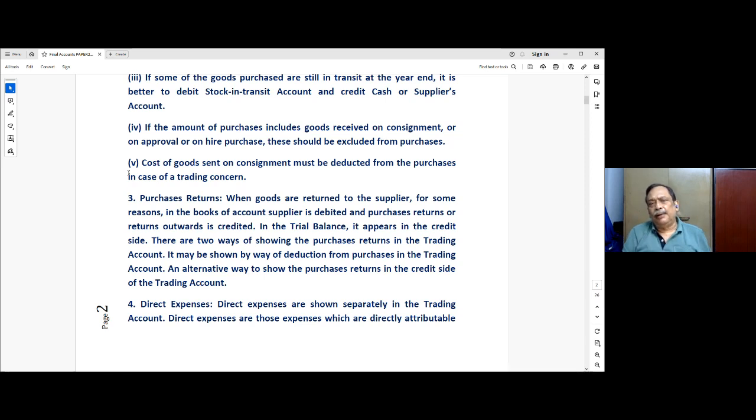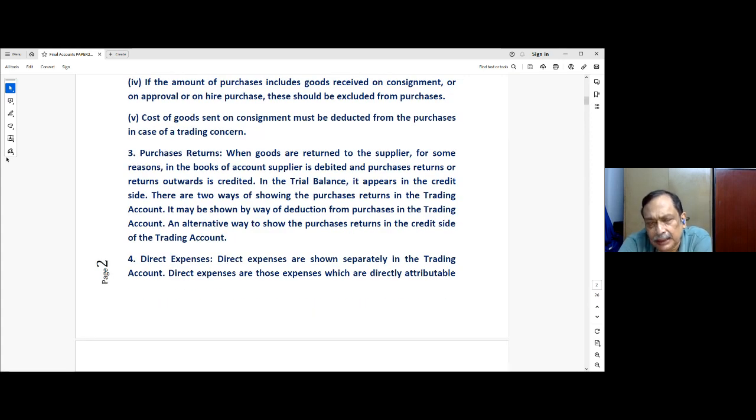There are two ways of showing the purchases returns in the trading account. It may be shown by way of deduction from purchases in the trading account, but as an alternative, you may show the purchase returns on the credit side of the trading account. Usually, we deduct purchase return from purchases, and the same is actually shown on the debit side of the trading account. Alternatively, by taking into consideration the entire purchase on the debit side, we may credit the purchase return by crediting the trading account.